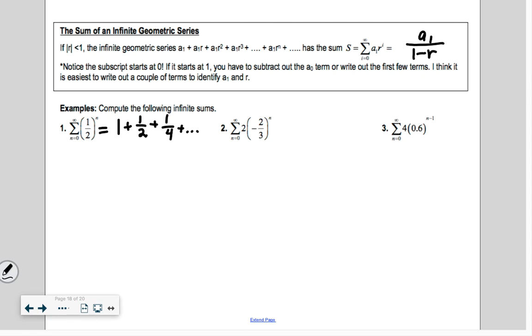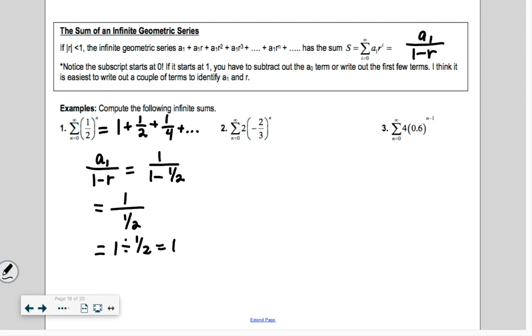Let's use the formula. So we're going to use this a1 over 1 minus r. So a1 is 1. 1 minus, what's r? 1/2. So I get 1 over 1/2. A1 is this term right here, the first term. So 1 divided by 1/2 is 1 times 2 over 1. So we end up getting 2.